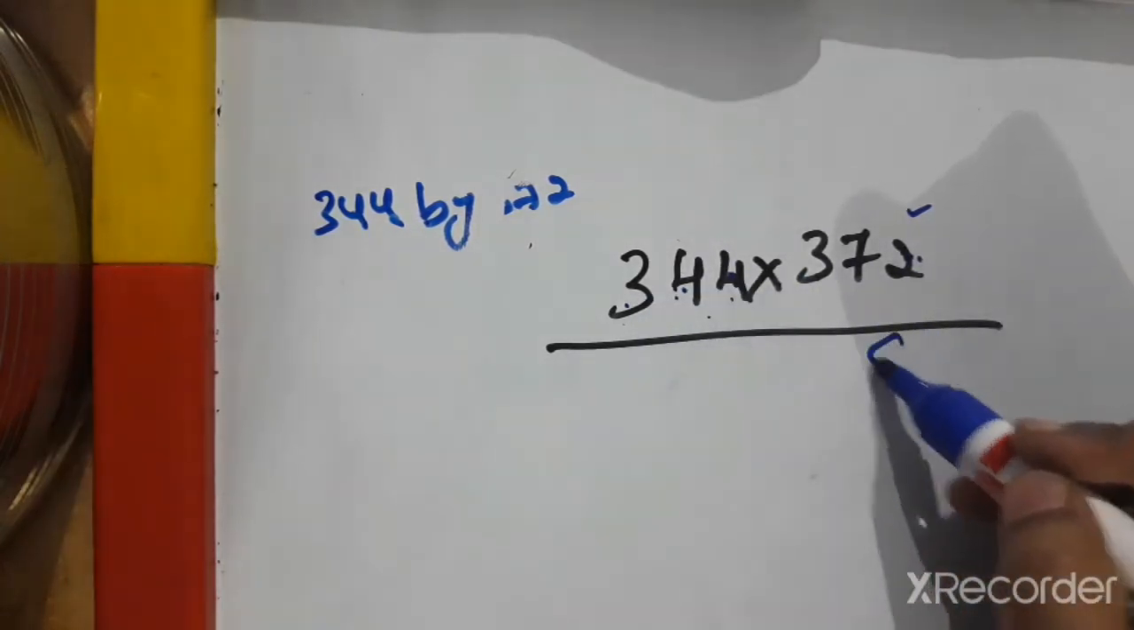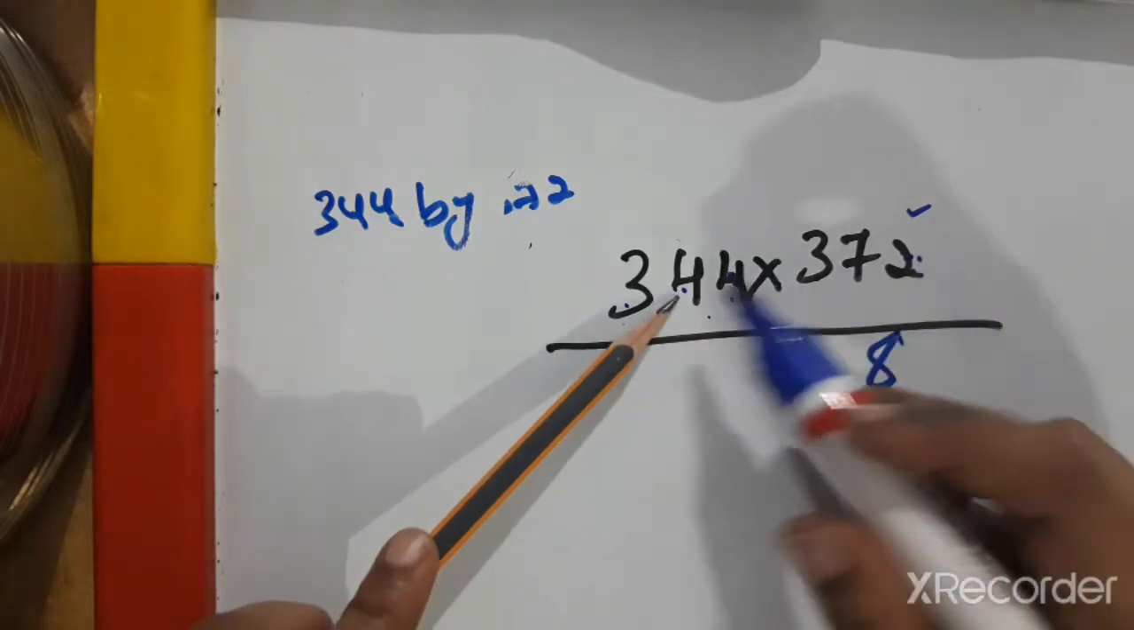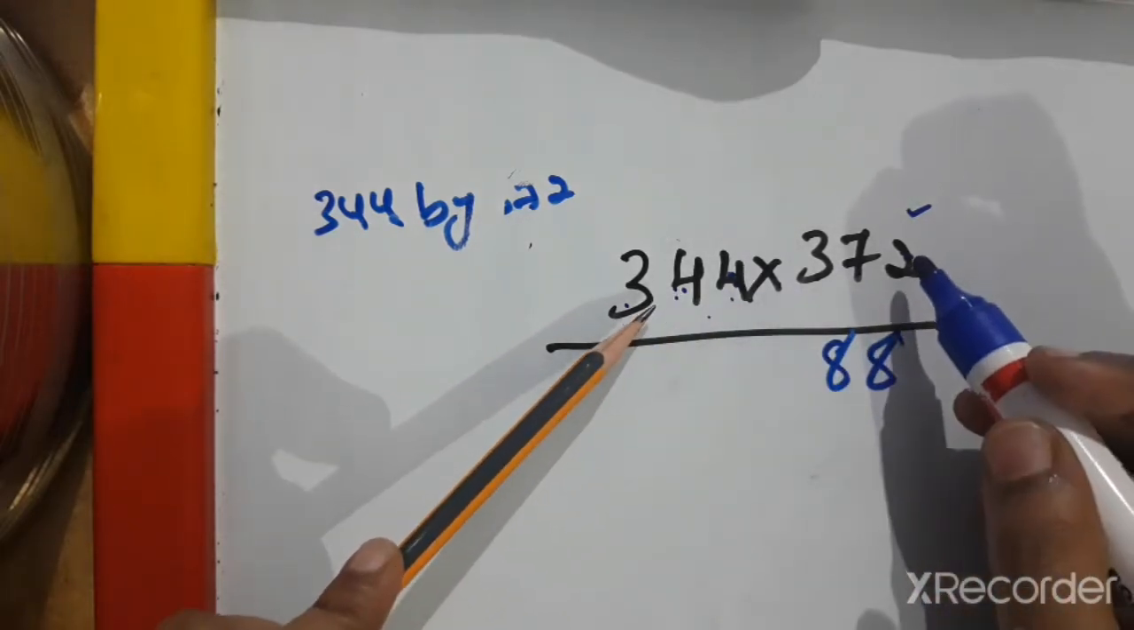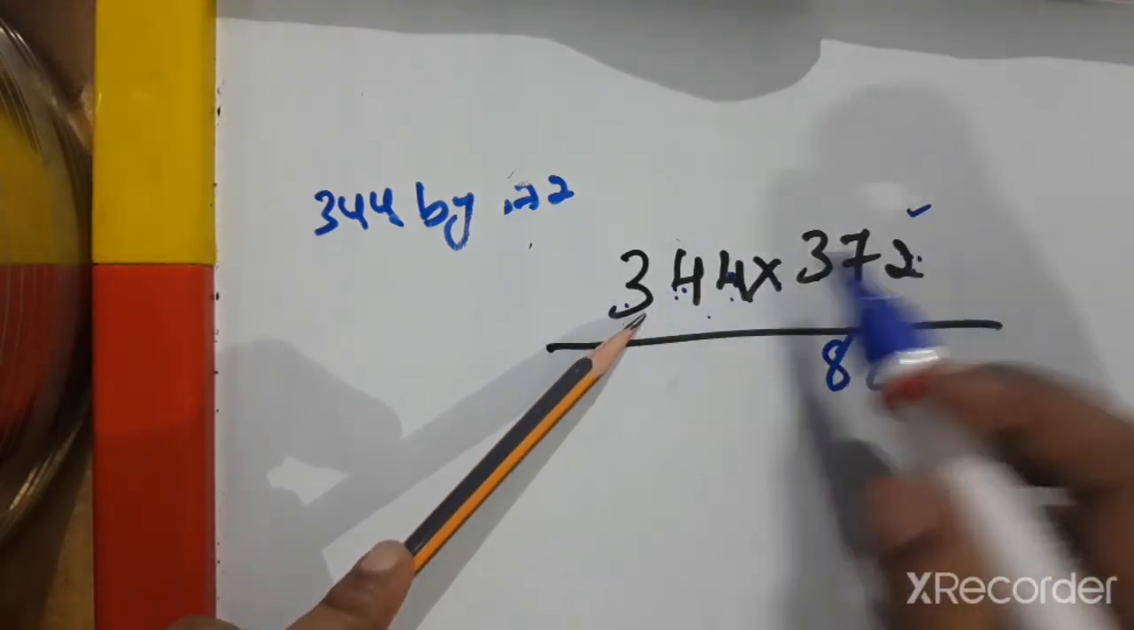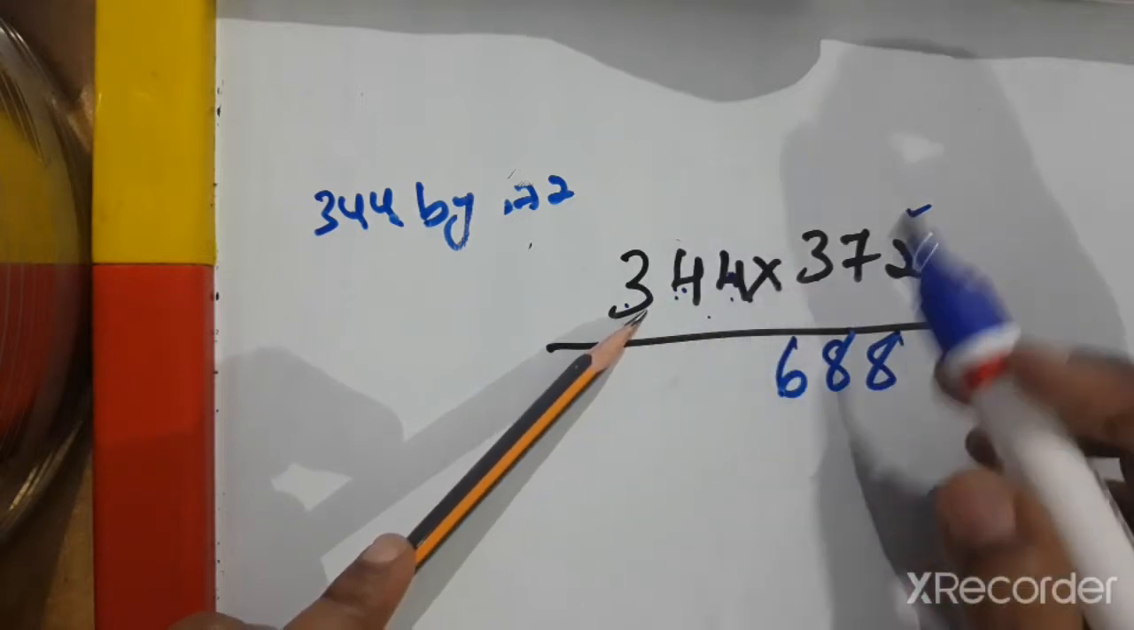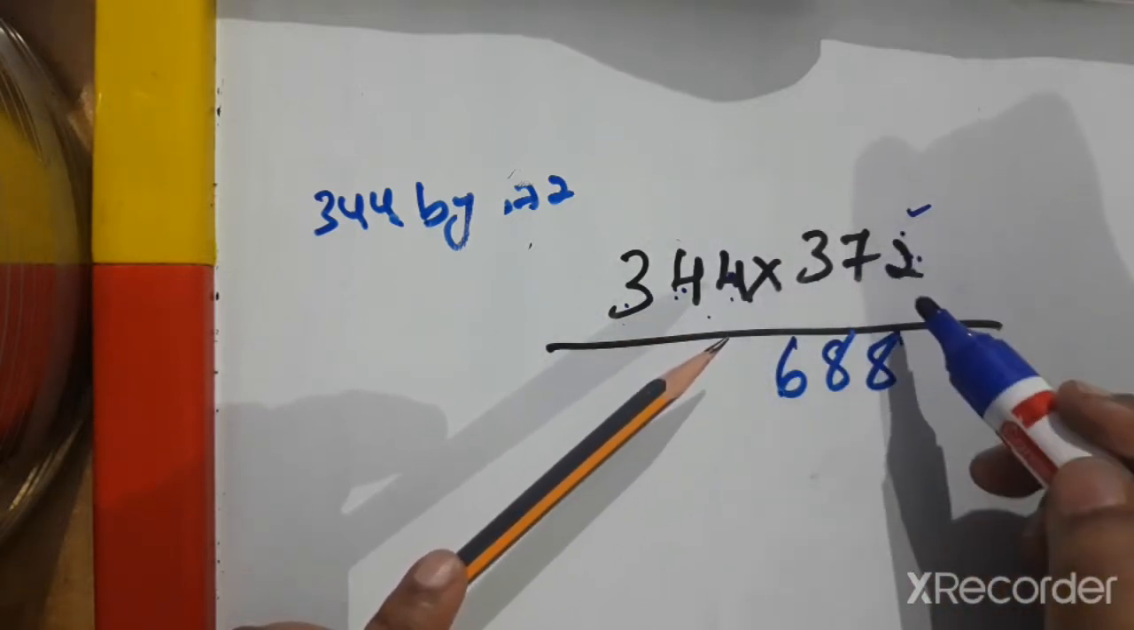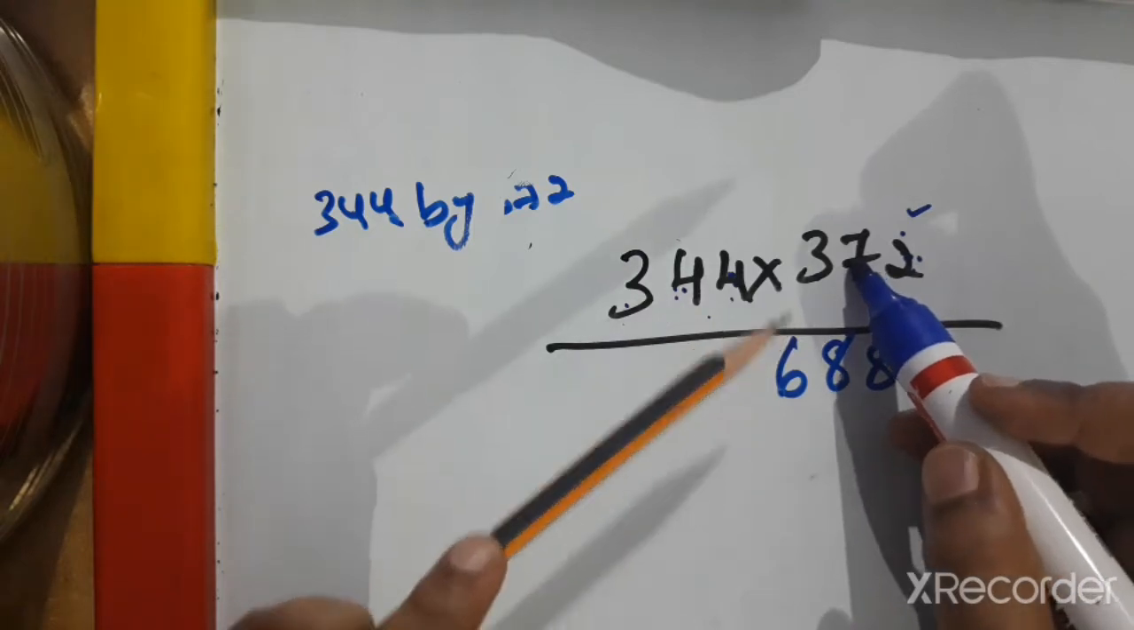2 4s are 8. Okay, 2 4s are 8. This method is commonly used everywhere. Now 2 3s are 6. Okay, now the next number, this number's multiplication is over. Now the second number, 7.